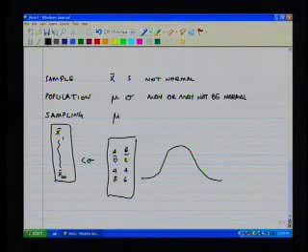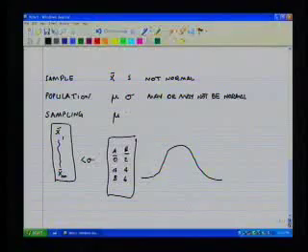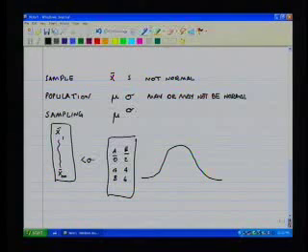What is even more magical, and I'd really lock yourself down in your seats for this, because this is real magic: the standard deviation of the sampling distribution is equal to sigma divided by the square root of n.